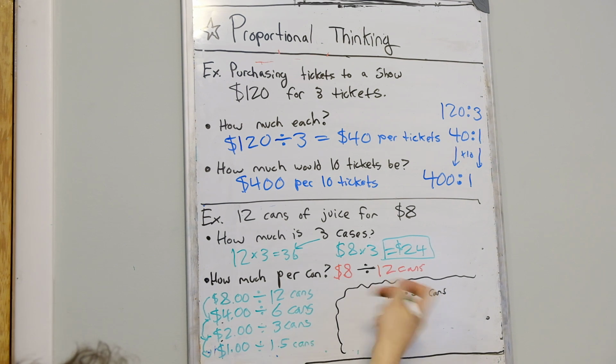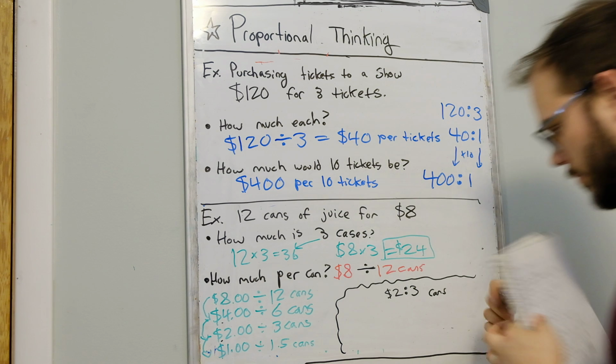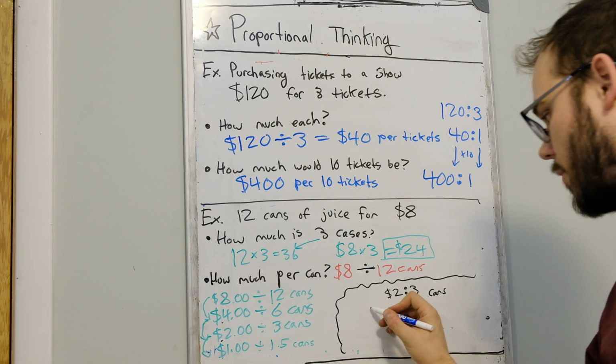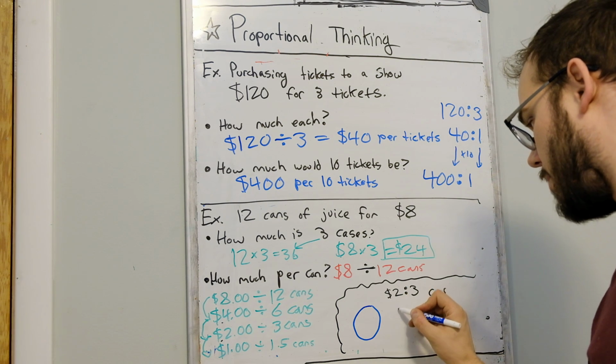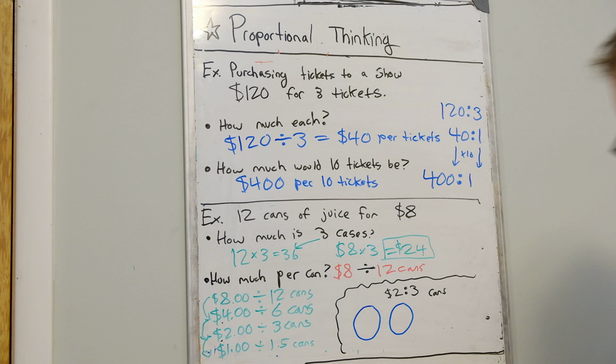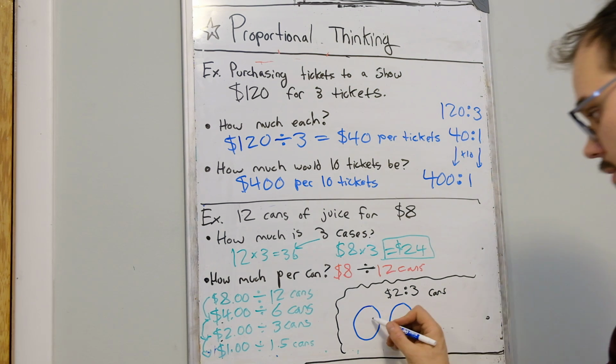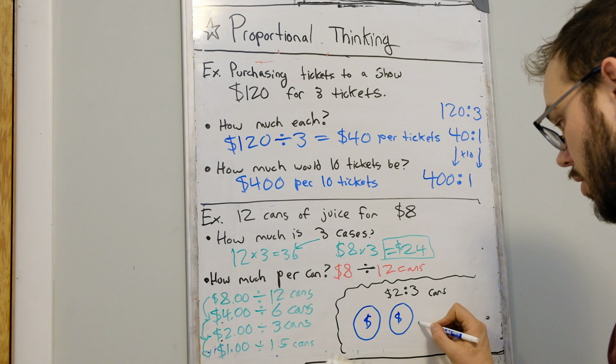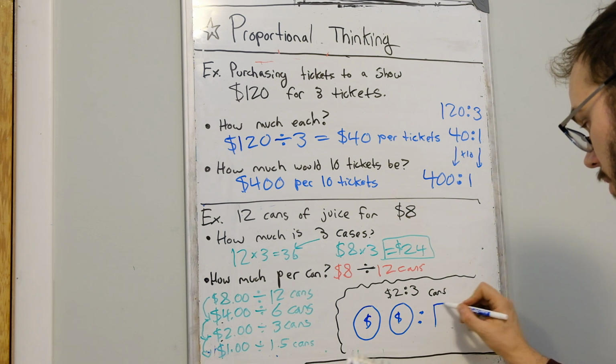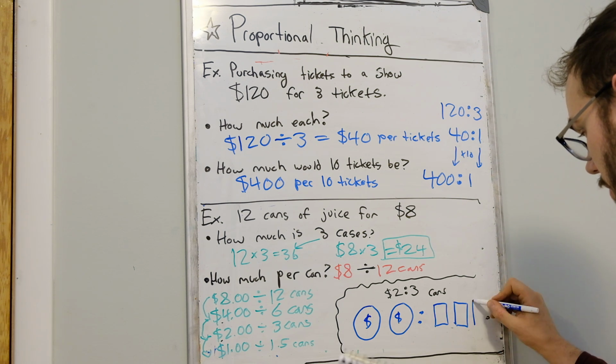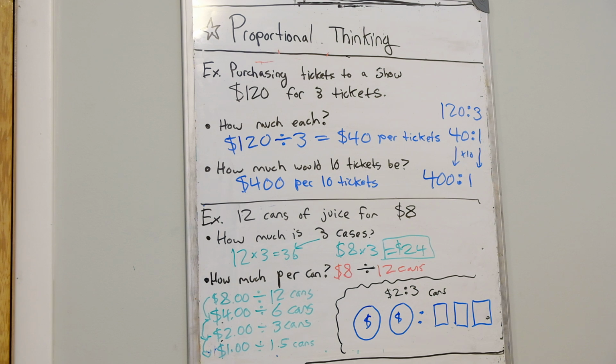So we can also just do this as a pure division thing on our calculator. We can just go 8 divided by 12. But we can also visualize this. And so I think that's what we're going to do. So we're going to imagine that you've got $2. So imagine that's $1. So those are like loonies. And for your $2, so there's 1, 2, you will get yourself 1, 2, 3 cans of juice.